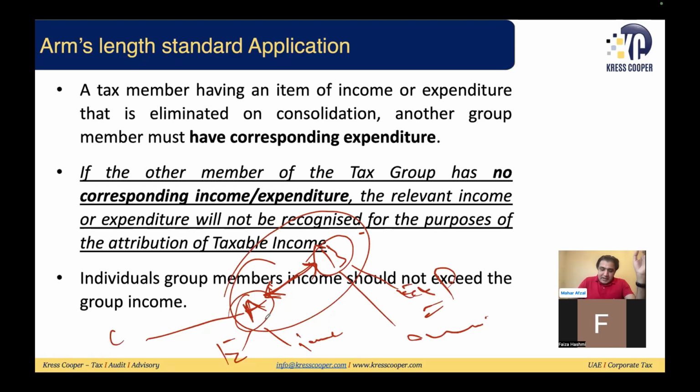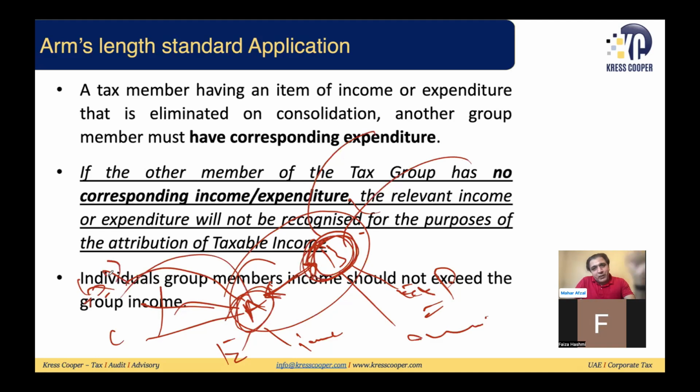If A has income and B has no corresponding expenditure, it will not be considered. It has been given in the guide. If A has income and B has corresponding expenditure, this will be adjusted: A's income will be reversed and B's expense will be reversed. If B has income, B's income will be reversed and A's expense will be reversed.